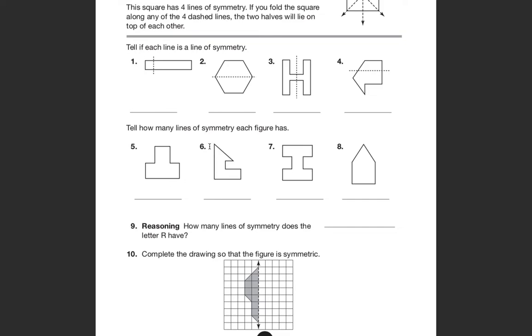Now, number 6. Are there any lines of symmetry? Could I go diagonally? Could I go up and down, side to side? No, I don't see anything that could make this symmetrical. So I would say 0 lines of symmetry.